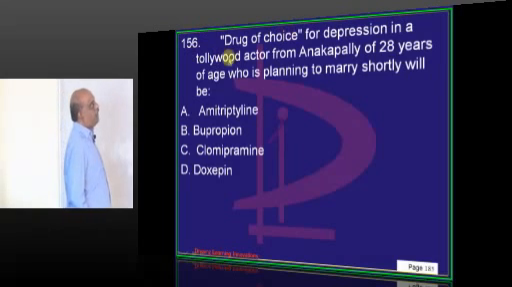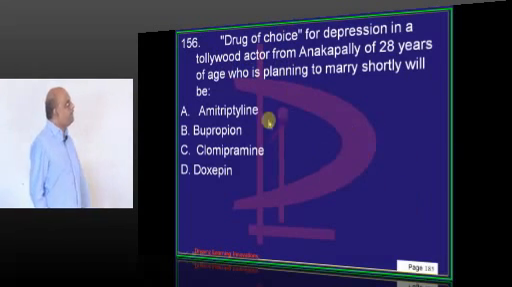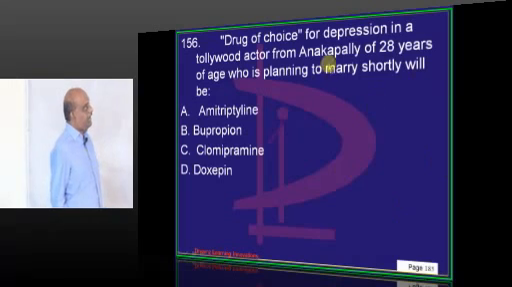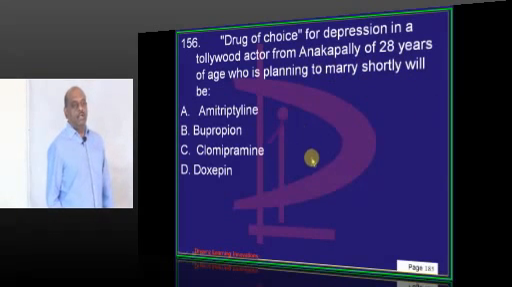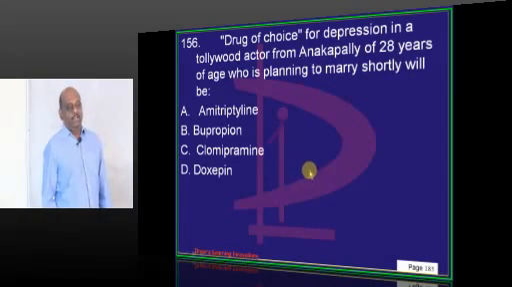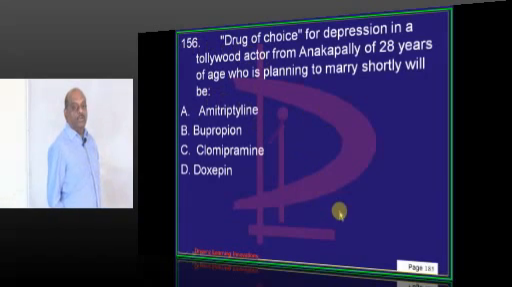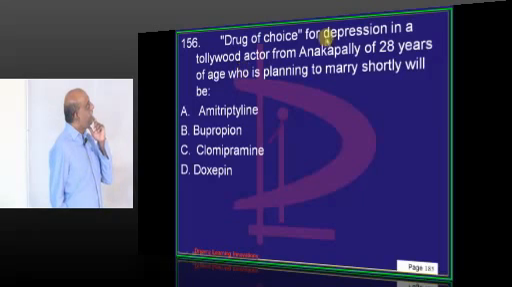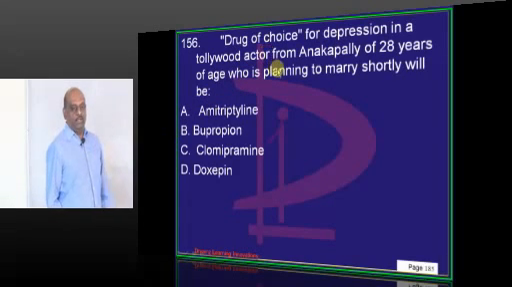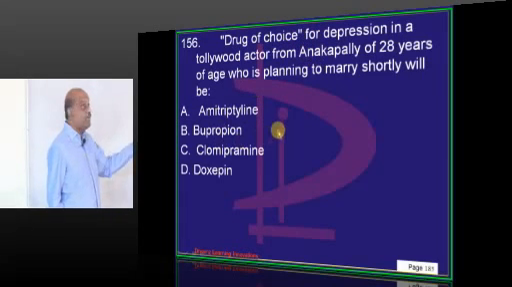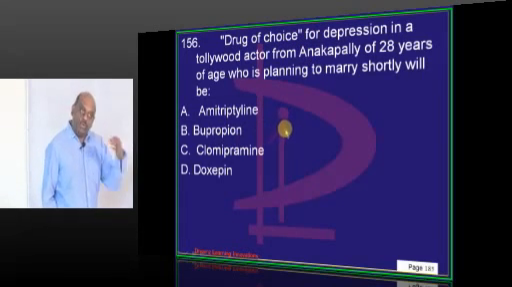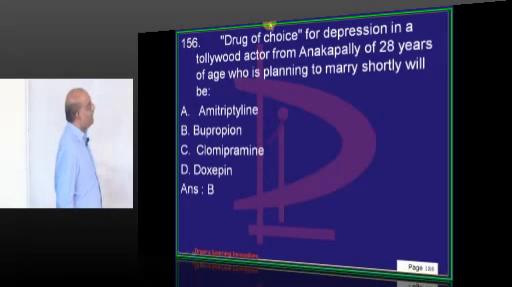For depression in a Tollywood actor from Anakapalli who is going to get married. After marriage he has got a constitutional duty to perform on the bed. So if you give any other drug which is leading to impotence, right? So at least he may not be getting good orders in Tollywood. He will be failing at home also. So that is the reason you should give such a drug which does not have impotence as a side effect.